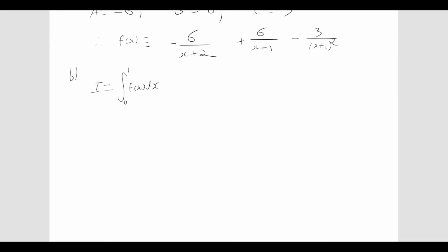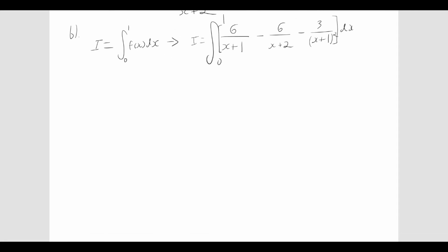Now, from our partial fractions expansion, and by the linearity of integration, I can essentially separate it out when I have sums. I can say I is equal to the integral from 0 to 1 of, actually, this will be easier, I'm going to put the positive term first: 6 over x plus 1, take away 6 over x plus 2, take away 3 over (x plus 1) squared. I can say that is my integral.